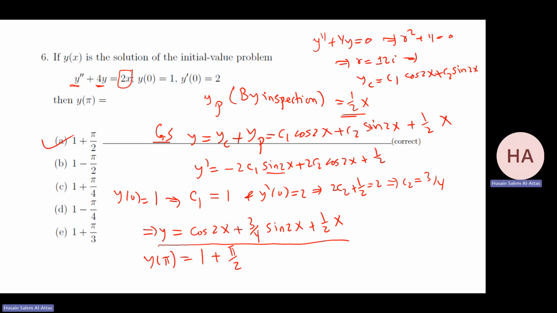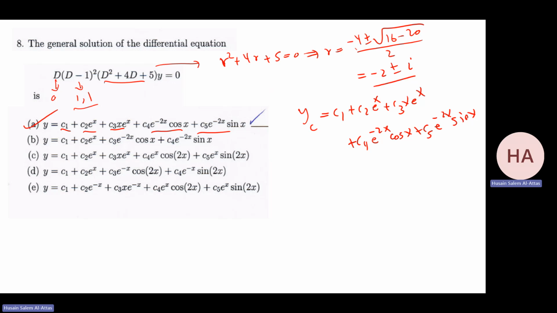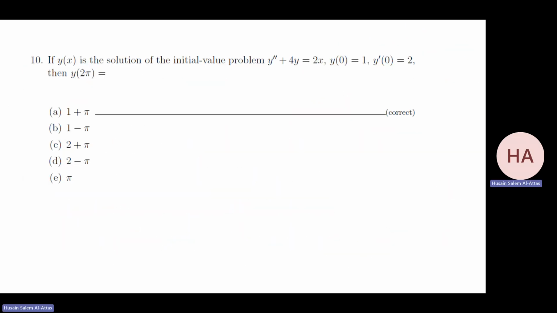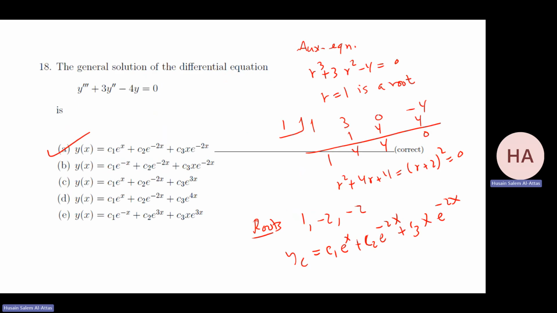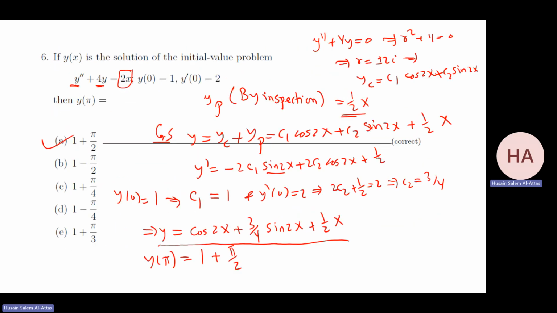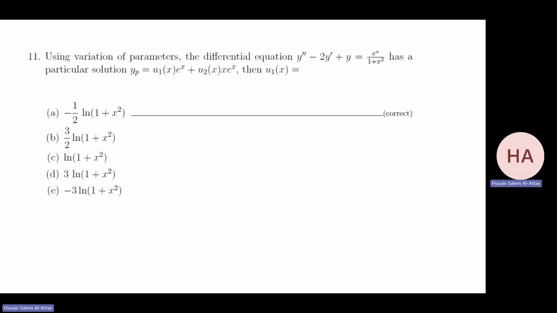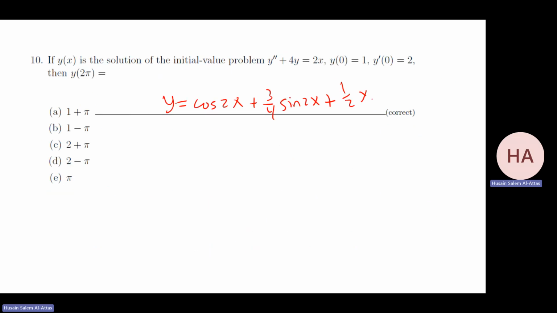So y equals cosine 2x plus 3 over 4 sine 2x. Y equals cosine 2x plus, what, plus half, I think. Plus half x. Then the substitution is different. That's it, plus half x. What does he want now? He wants y of 2 pi. That one was y of pi. Not a big difference. That will be 1. I have 0. At 2 pi, that will be 1 plus pi, which is this one.